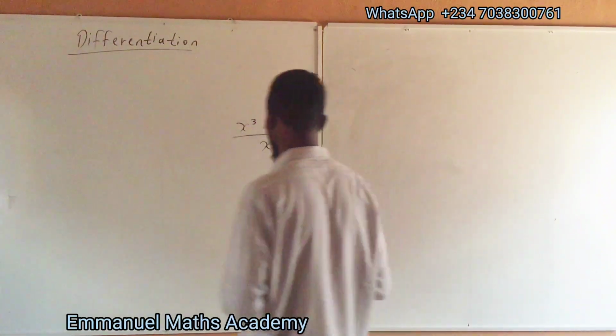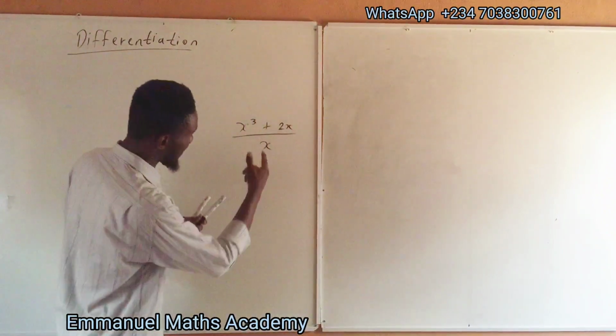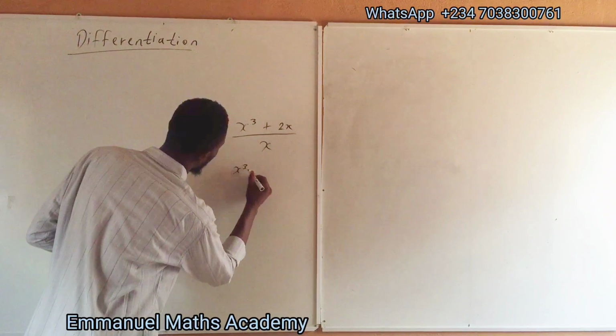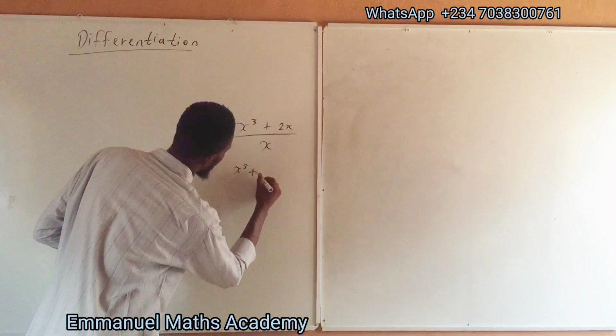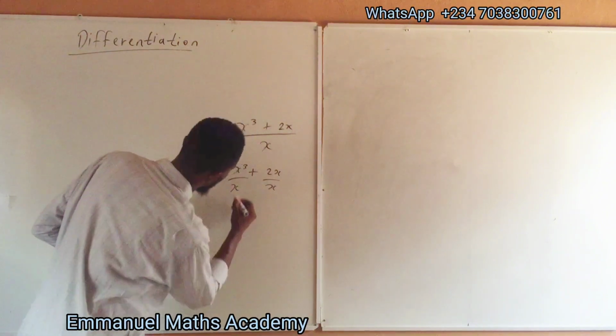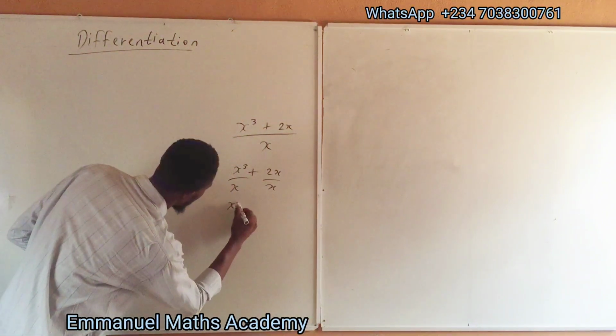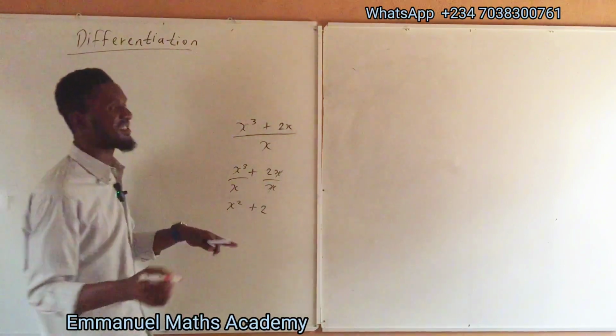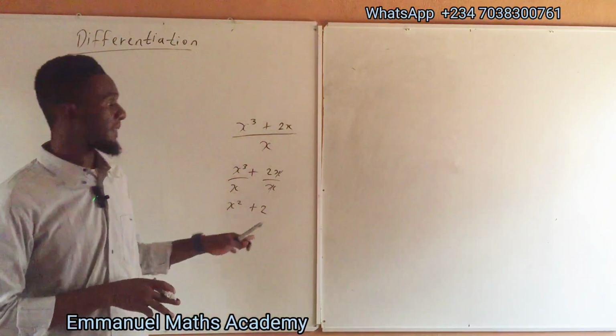Basically, you may think that you have to separate this first. Maybe you separate this to get x power 3 over x plus 2x over x. Now I have x power 2 plus, you cancel this to get 2. You now differentiate using the normal general method, right?